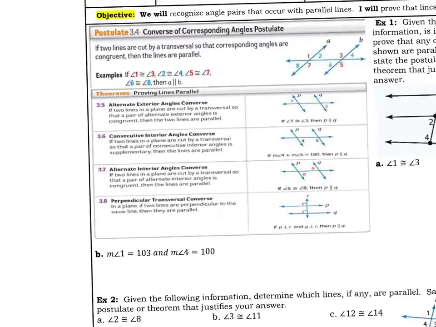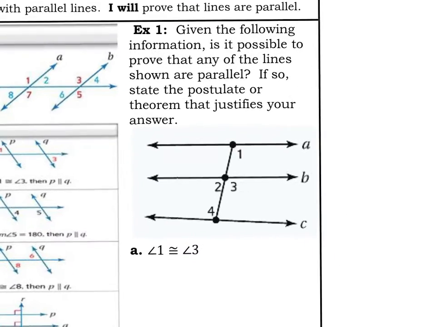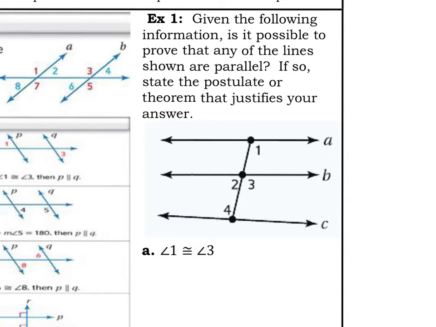But yeah, so let's do example 1 here. Given the following information, is it possible to prove that any of the lines shown are parallel? If so, state the postulate or theorem that justifies your answer. So, if angle 1 is congruent to angle 3, is it possible to prove that any of these lines are parallel? So I'm going to guess that we're going to see, can we prove that line A is parallel to line B, given that angle 1 and angle 3 are congruent?